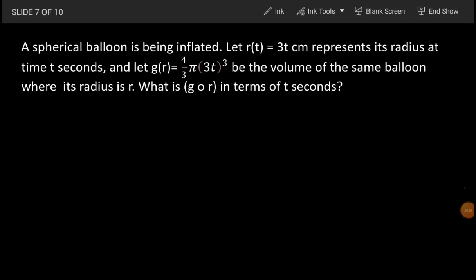Okay, so another example for general mathematics reviewer. A spherical balloon is being inflated. Let r of t equals 3t centimeters represent its radius at time t seconds, and let g of r equals 4/3 pi times quantity 3t cube be the volume of the same balloon where its radius is r. What is g of r in terms of t seconds?